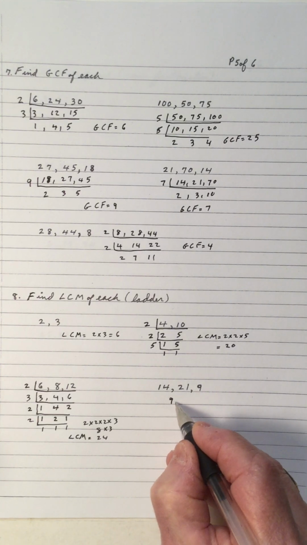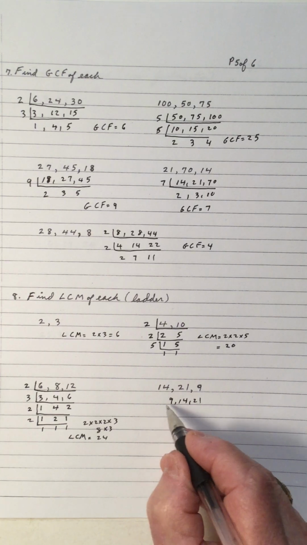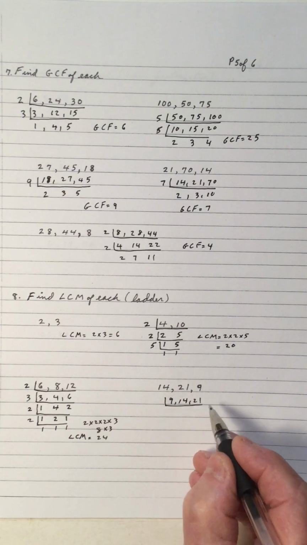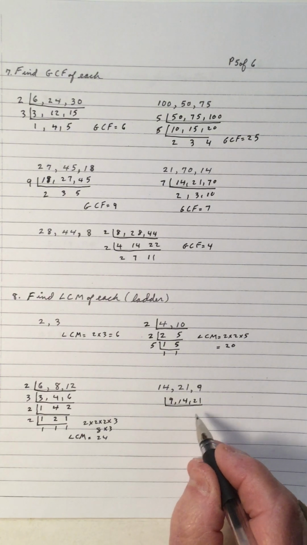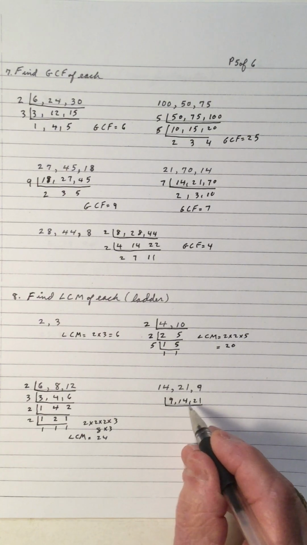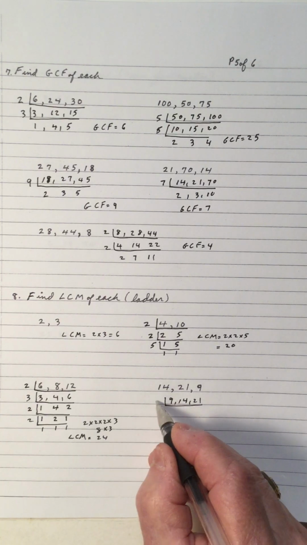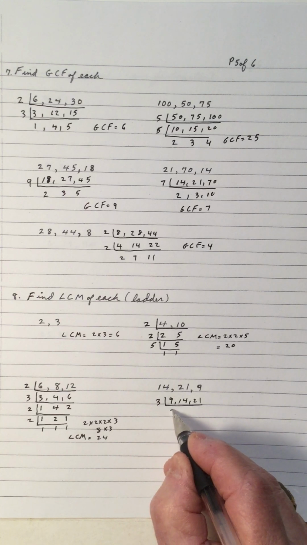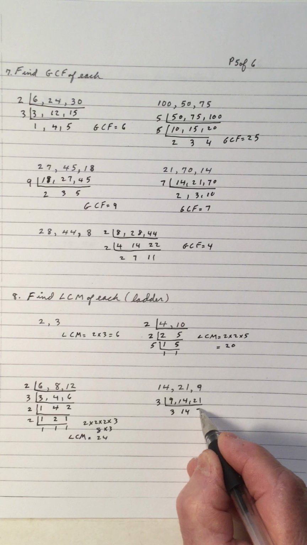So let's look at 9, 14, and 21. Again, let's do the ladder. Take any factor of these numbers and divide into it. You could take 7 if you want. You could take a 3. 9 won't do it. So let's take the 3. 3 into 9 goes 3. It won't go into the 14, and it goes into 21 7 times.